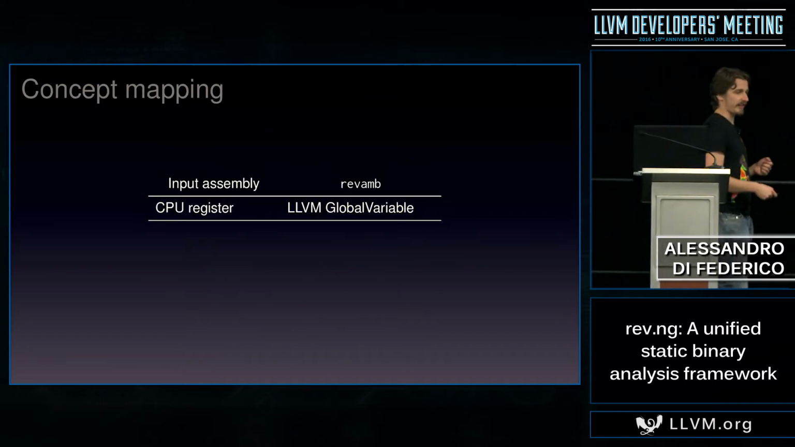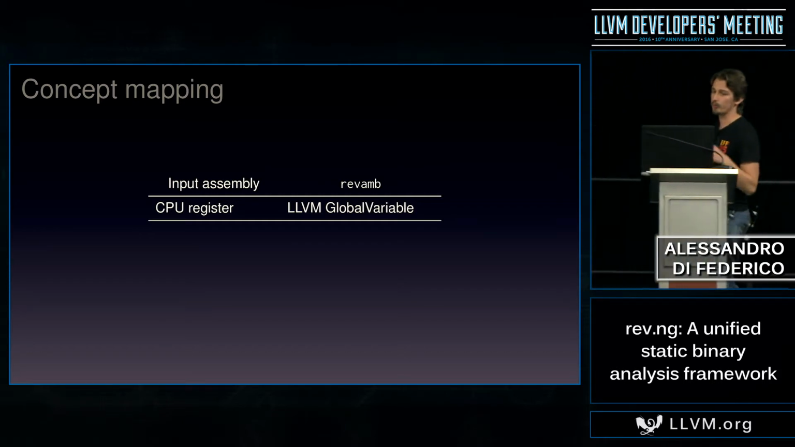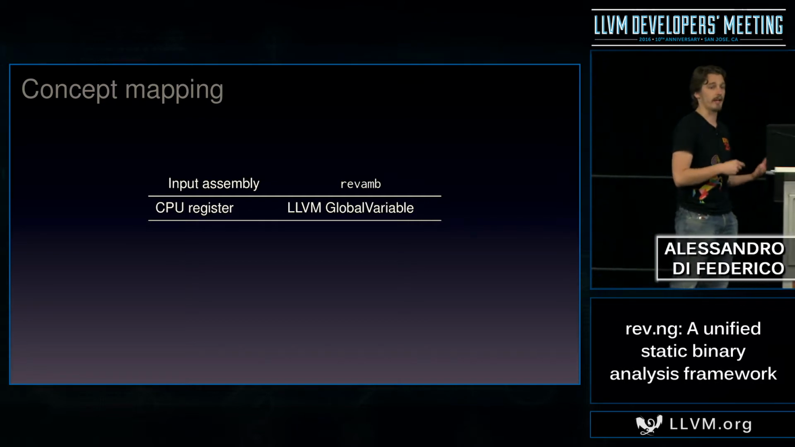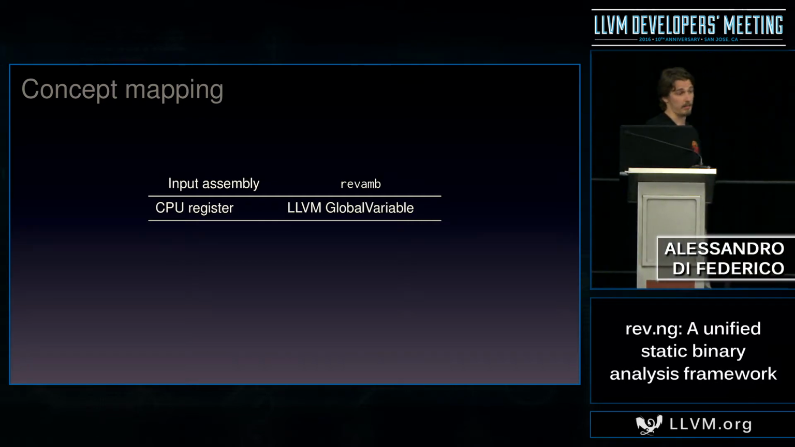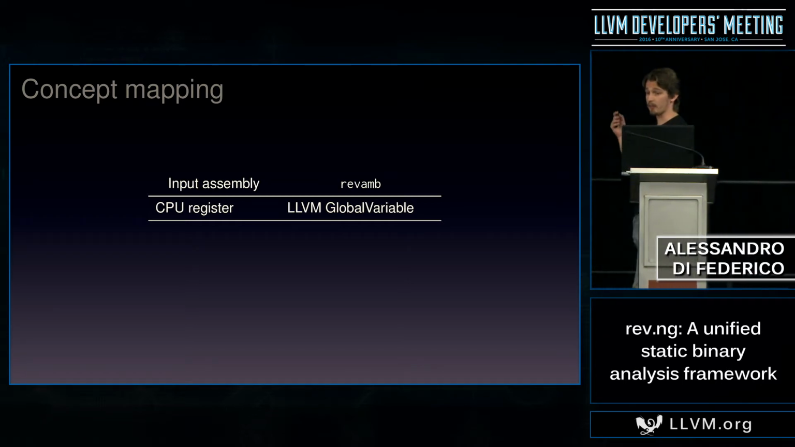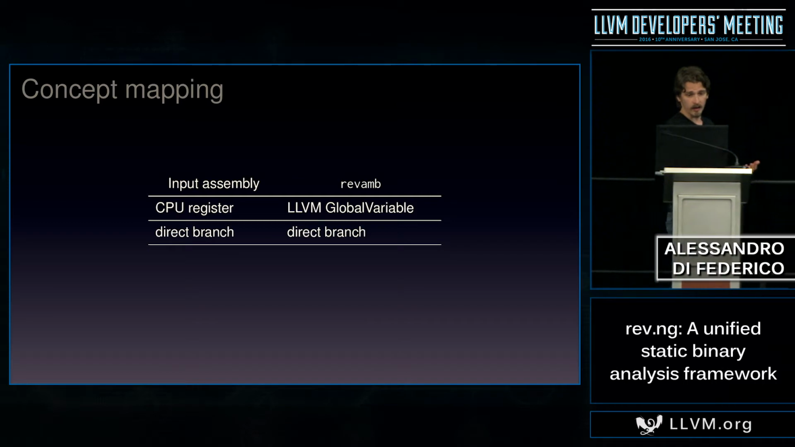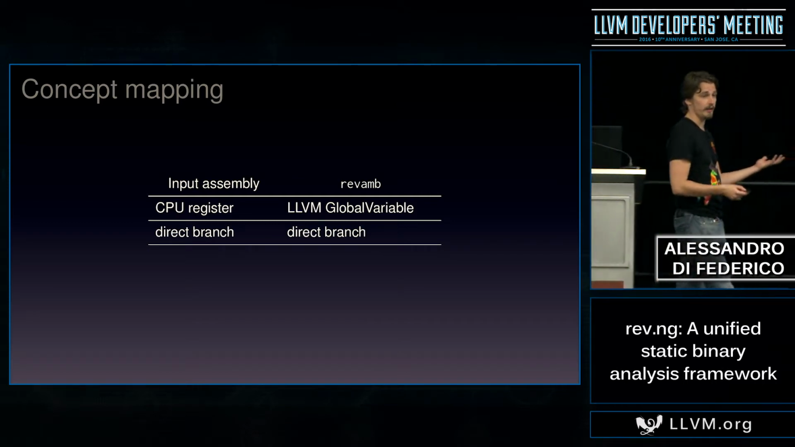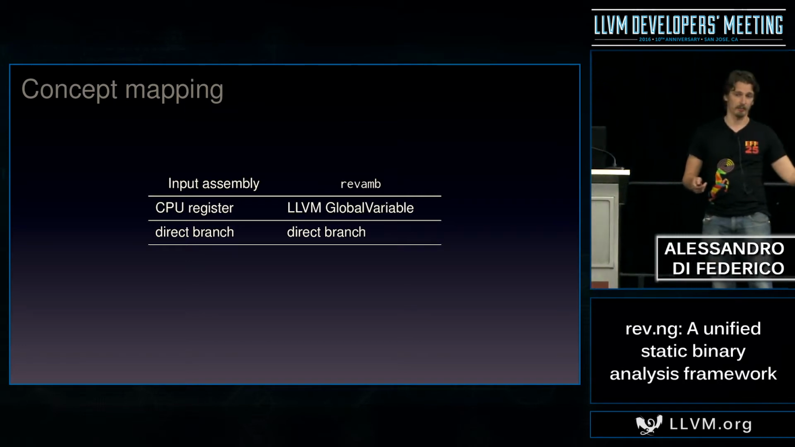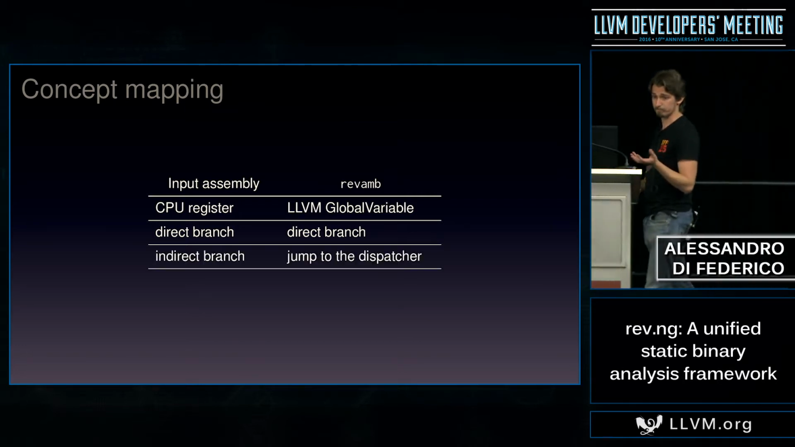OK, so before we see an example of going from a basic block to LLVM IR, I want to create in your mind some mapping between some typical concepts that you have in assembly and how we handle them in revamb. So a CPU register, its model in our system, is an LLVM global variable. A direct branch from basic block A to basic block B is modeled in the same way. So we translate basic block A, and we emit a direct branch to basic block B.